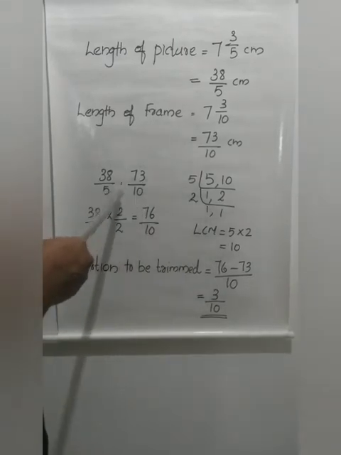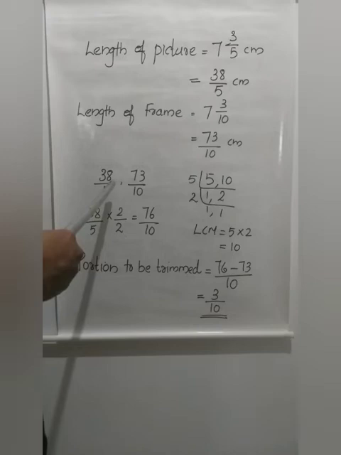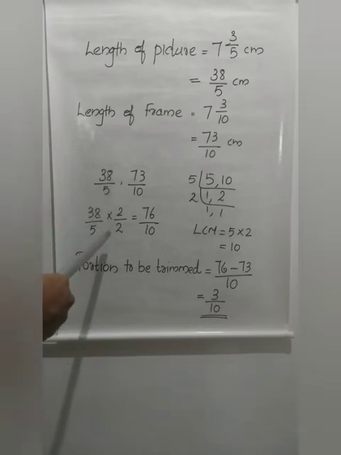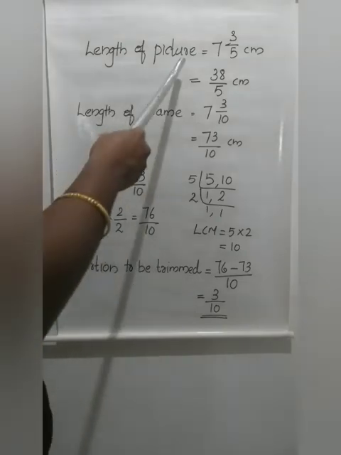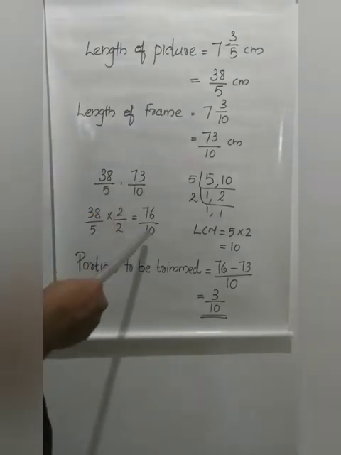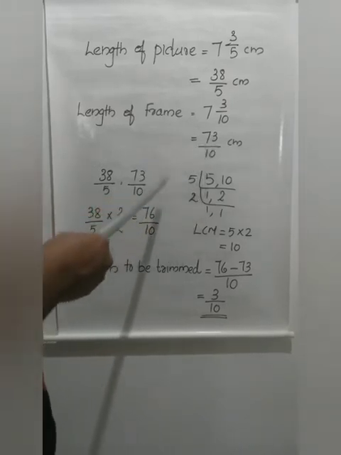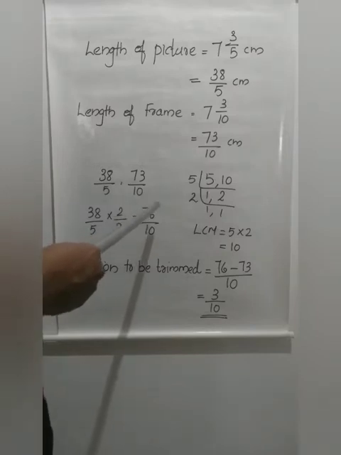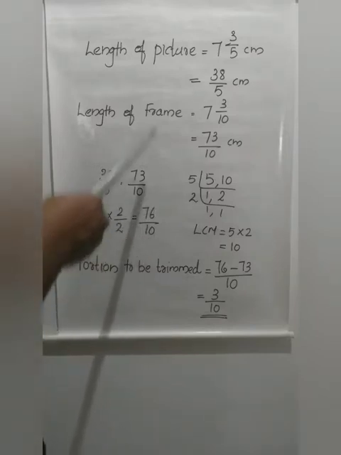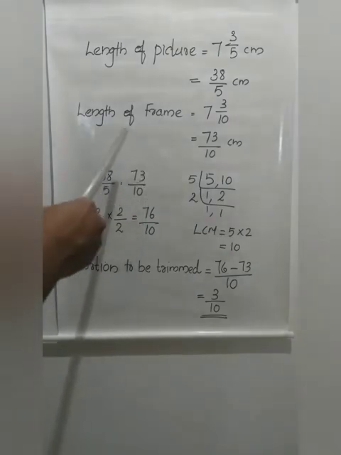Here 73/10 already has the denominator 10, so we are not changing that fraction. This one we are changing: 38/5 becomes 76/10. That means the length of the picture is 76/10 and the length of the frame is 73/10. Which is greater, 73 or 76? Yes, 76 is greater. That means the length of the picture is greater, so it will not fit in the frame.